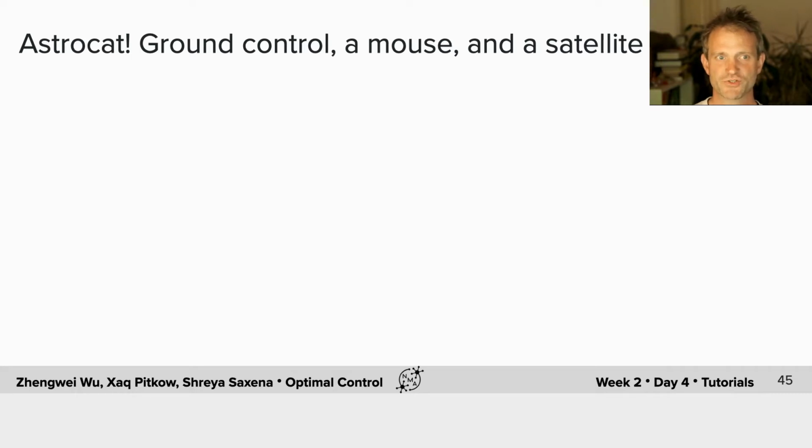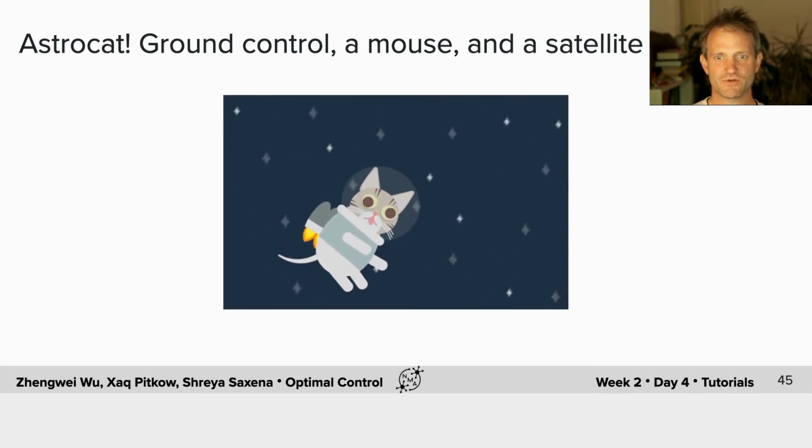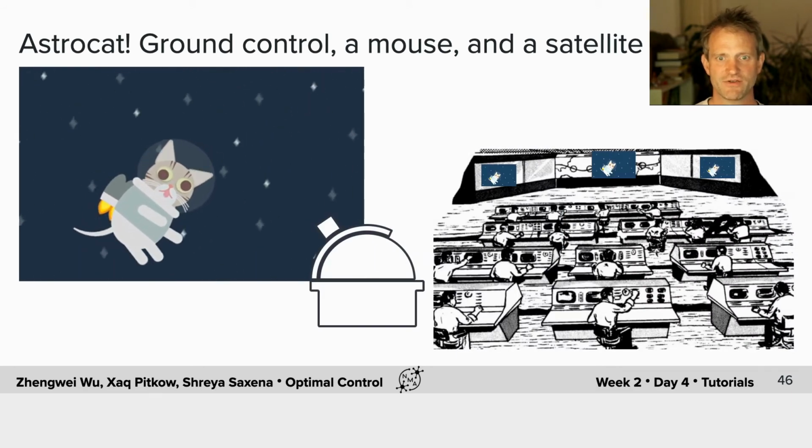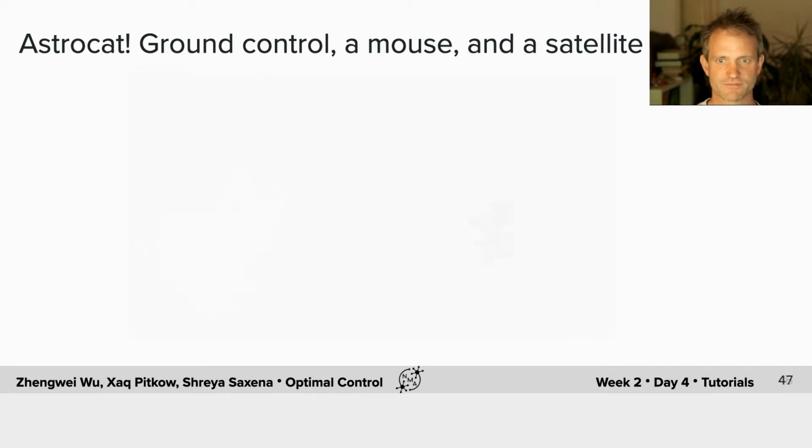So, you've just heard about AstroCat, ground control, a mouse, and a satellite. Let's think about our problem. So we know that AstroCat is floating around in space, and we would like to know where AstroCat is. However, at ground control, they can only look at AstroCat through various instruments. Fancy telescopes, radar, LiDAR, it's all going to be measurements.